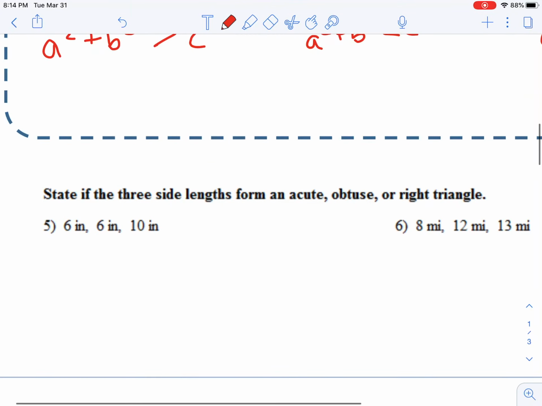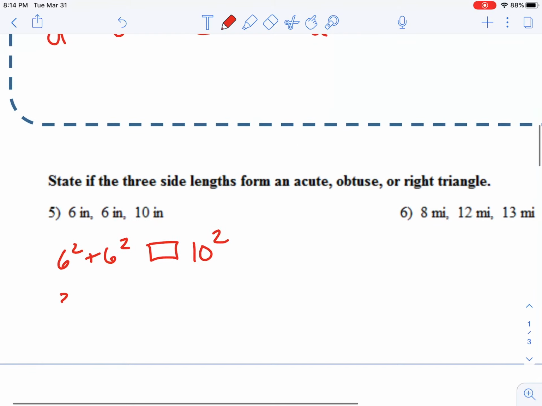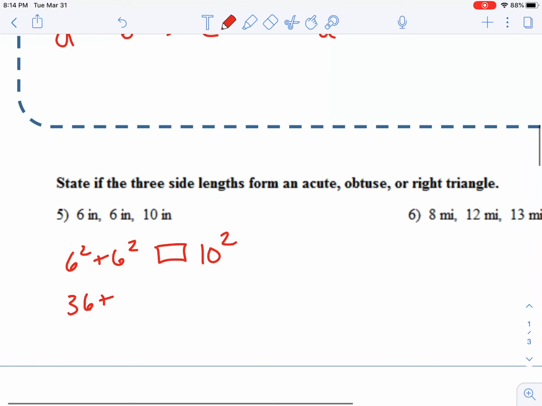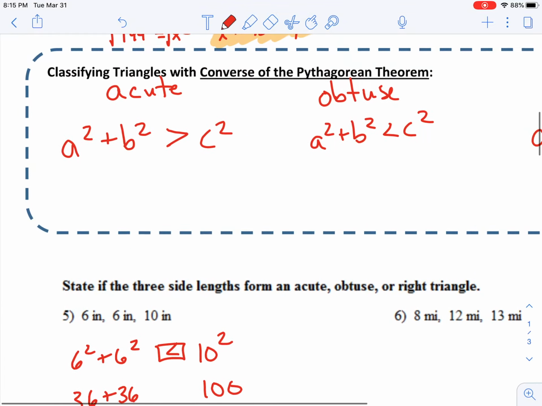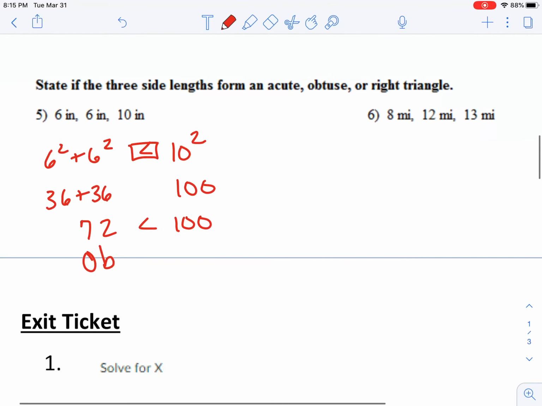All right, so let's take a look. So 6 squared plus 6 squared is what to 10 squared? Remember, we did this box before. So 36 plus 36, 10 squared is 100. 72 and 100. 72 is less than, so that means it is obtuse.